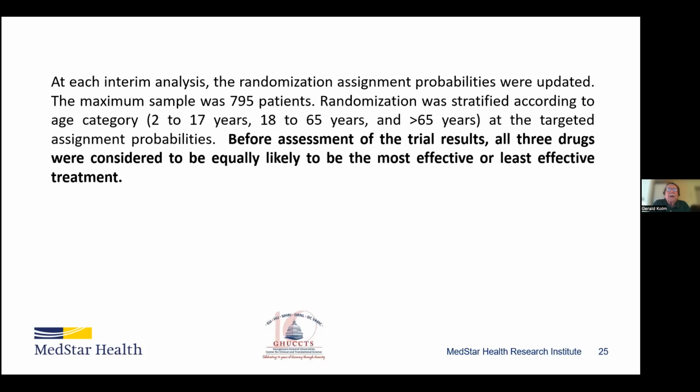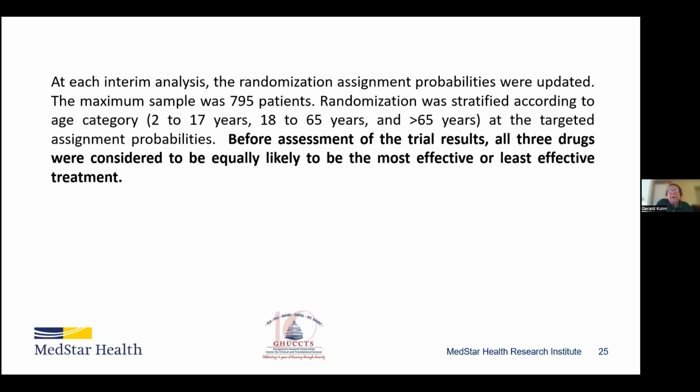So at each analysis, the random assignment probabilities were updated. In other words, they may not be randomizing or assigning patients equally to the 3 groups. And then again, they're stratifying here by age, since it's highly likely that the drug has different effects depending on the age of the patient.